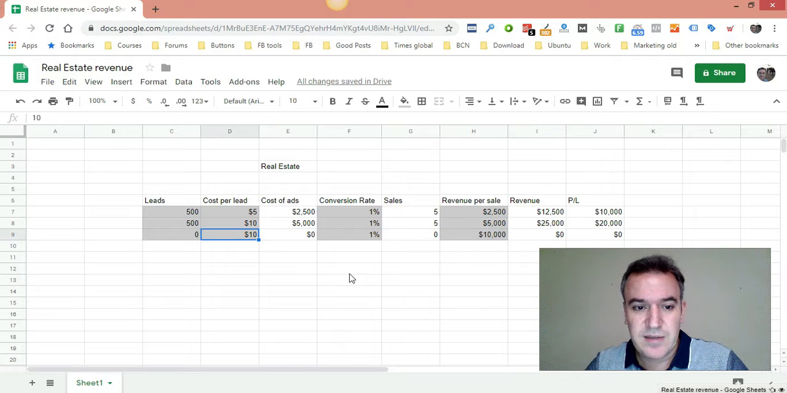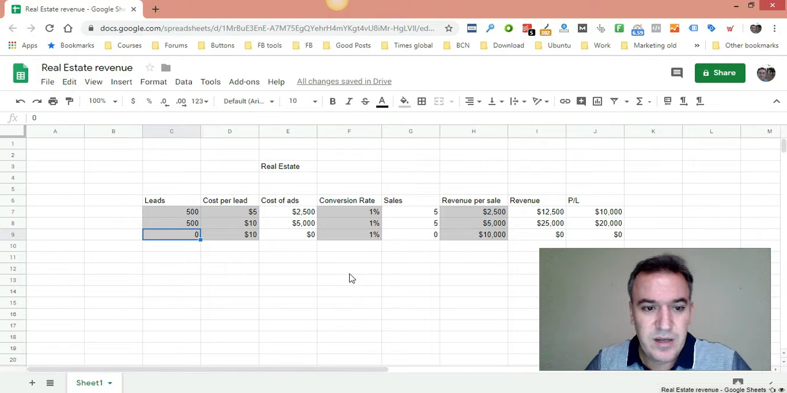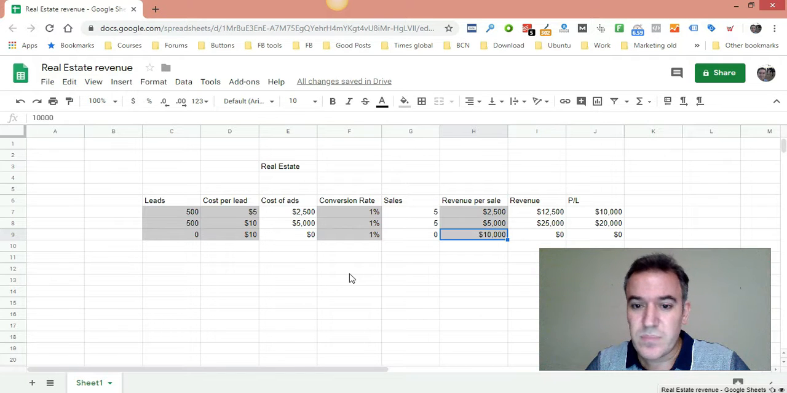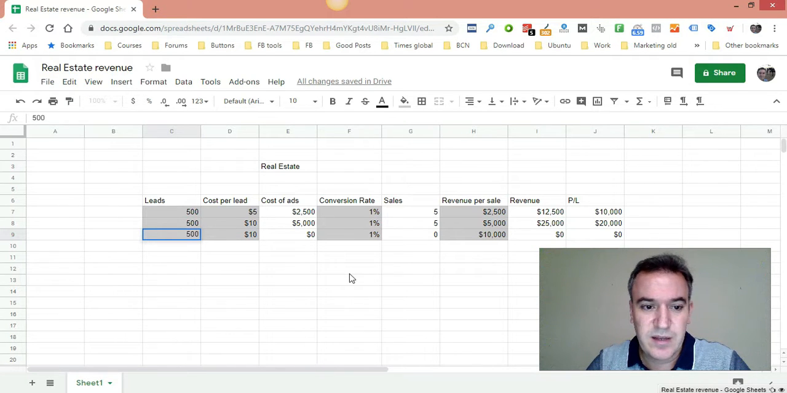Now let's imagine here that the cost per lead is also $10. The conversion rate we keep at 1%, and now the revenue per sale, which in many states and for many houses is how much you get paid, is 10k, for example. Again we go with 500 leads, and the potential profit and loss is 45k.